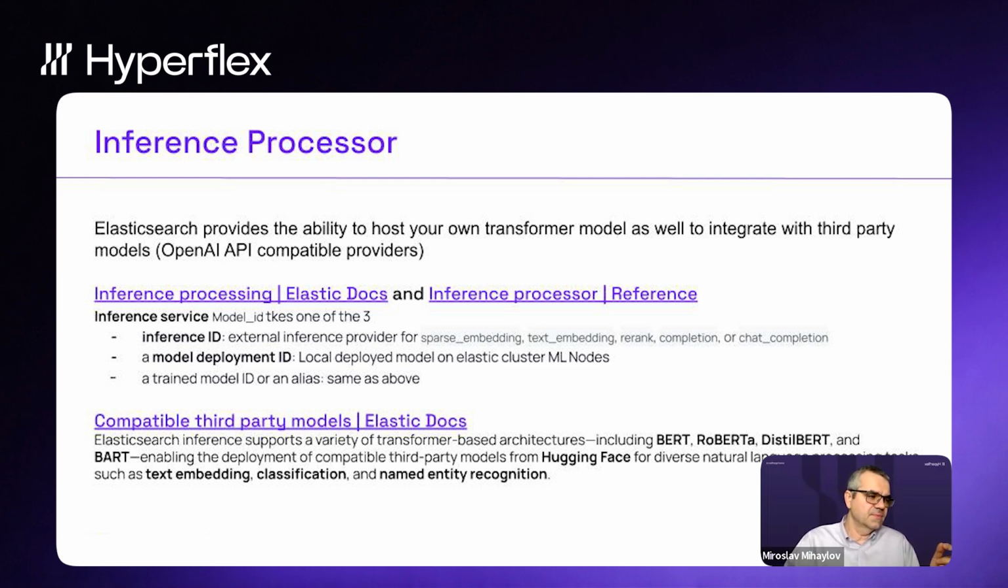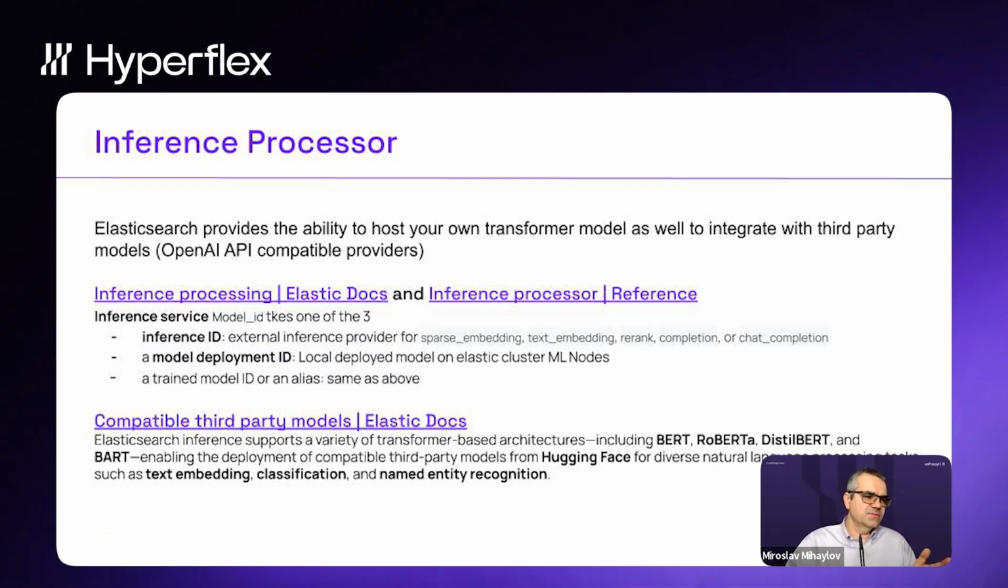This is done with the inference service, which takes one of those 3 items. It could be the inference ID, which is the external provider. It could be the model deployed ID, which is the locally deployed. Or it could be a trained model, which is a subset of the deployed model ID.